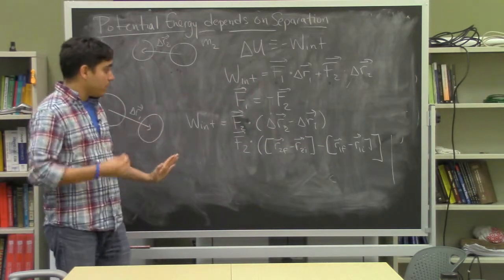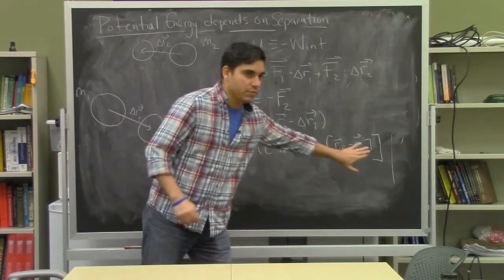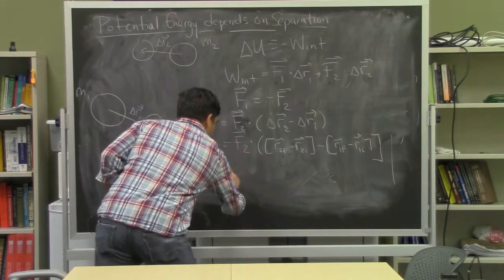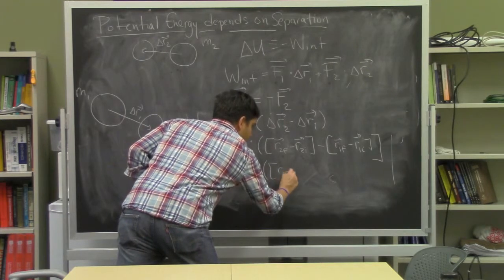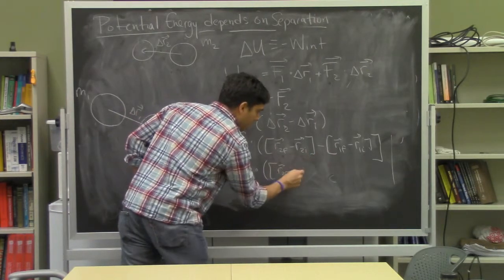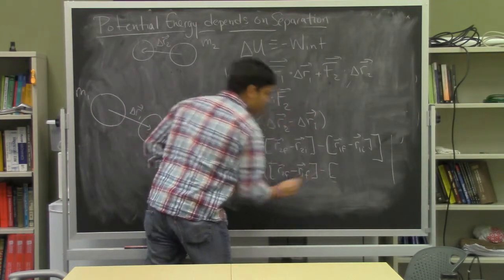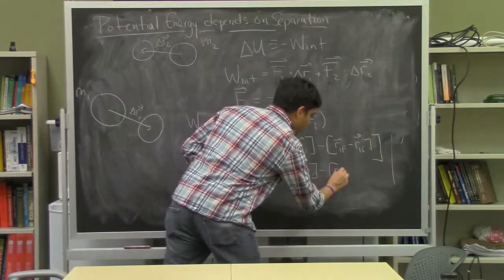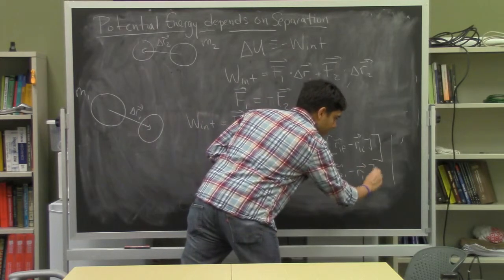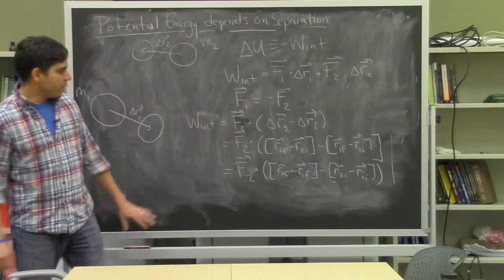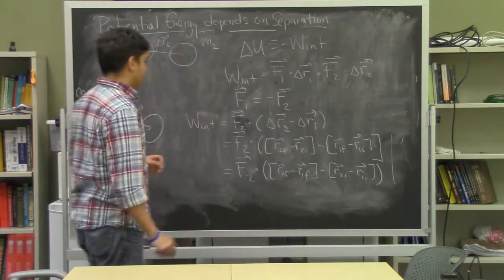Now I'm going to move these around a little bit. I'm going to take all of the finals and move them over to the left side, and take all the initials and move them over to the right side. And we will calculate the dot product of R2 final, and there's a minus sign to be careful with here, minus R1 final. And from that, we will subtract off, there's a minus sign here for R2 initial minus R1 initial. So now we have everything that depends on the final positions on the left subtracted from everything that depends on the initial positions on the right.